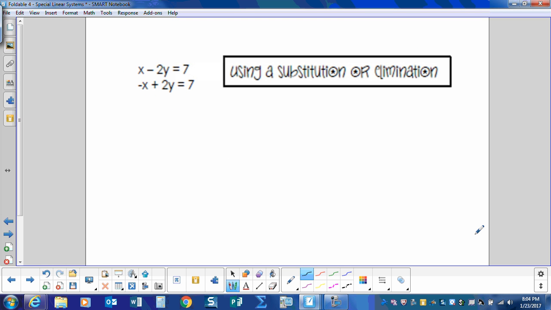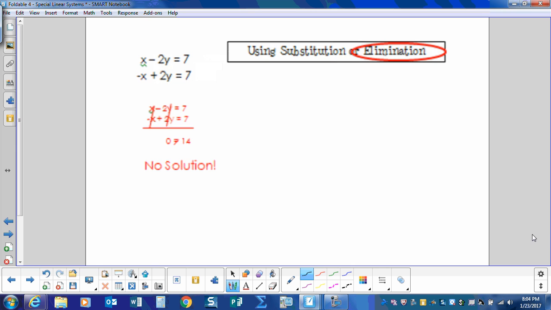Go ahead and solve this system using either substitution or elimination. The best method here would be the elimination method. And as you can see, we come up with a false statement. 0 is equal to 14. That's not true. So since it's not true, there's no solution. Again, they're parallel lines that never intersect.